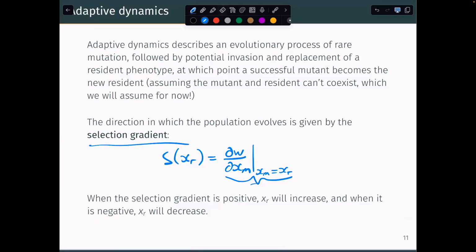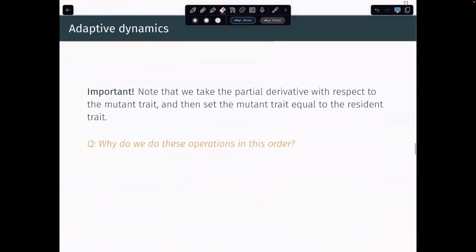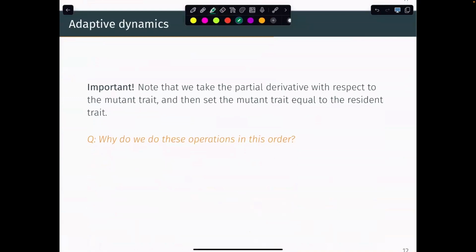Okay. So we take the derivative of our invasion fitness with respect to our mutant type, which is phenotype XM, and then we set XM equal to XR. That might be a little bit unclear for why we do that. But it's important that we first take the partial derivative with respect to the mutant trait, and only after we've done that, then set the mutant trait equal to the resident trait. Okay. So why do we do this in this order? And why do we even do this second stage at all?